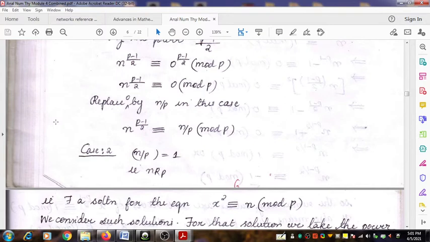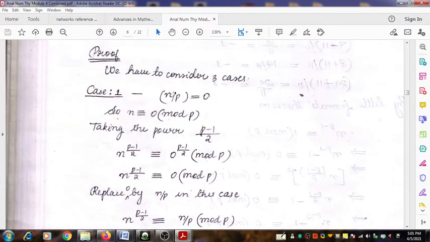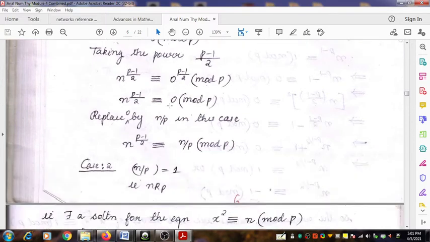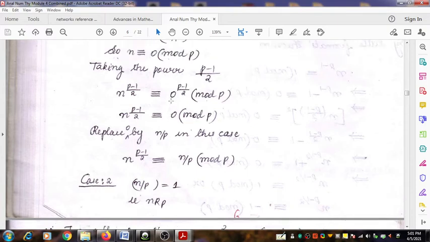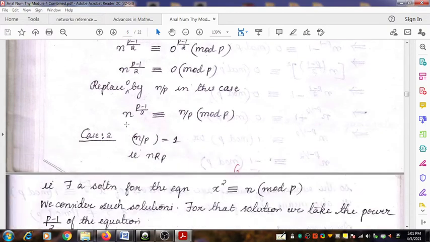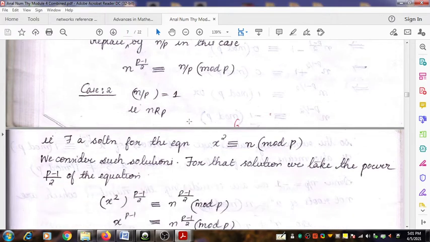Okay, then what? Replacing: you know that in this case (n/p) equals 0. So you can replace this part here. Since we get 0 here, you can replace this 0 by the quantity (n/p) in the first case only. So we get that n raised to (p minus 1)/2 is congruent to (n/p) mod p. The brackets around n over p are required here.